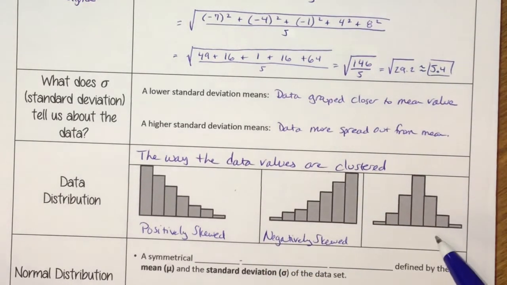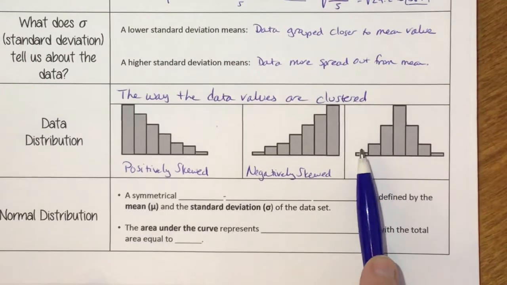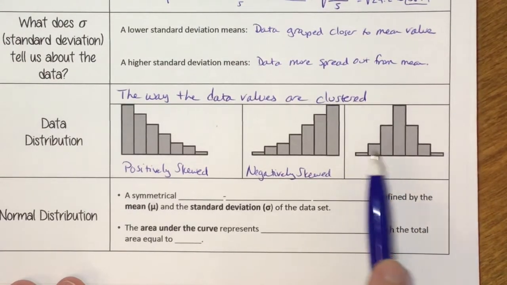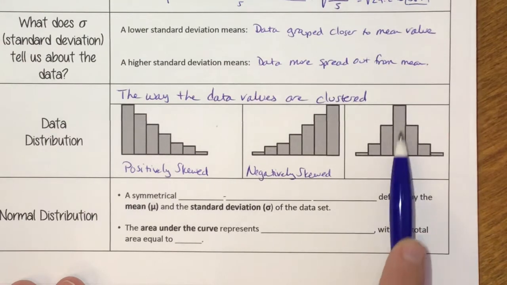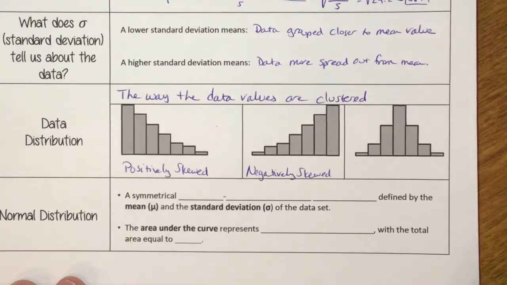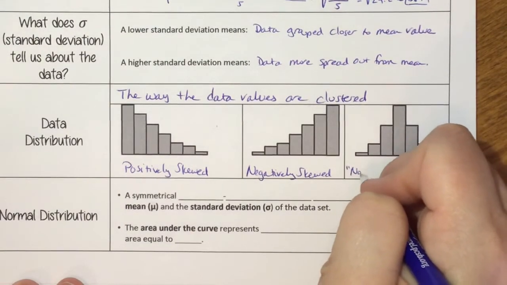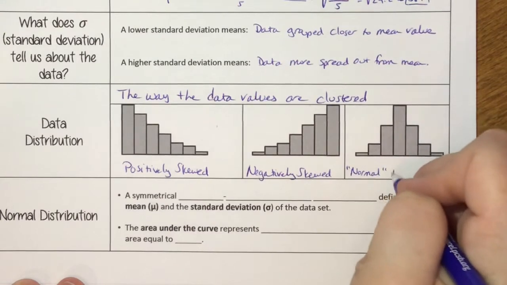But what we're going to see much more often in the work that we do is where we see a really nice symmetrical balance of data around some central value, which will be our mean. So this is what is called a normal distribution.